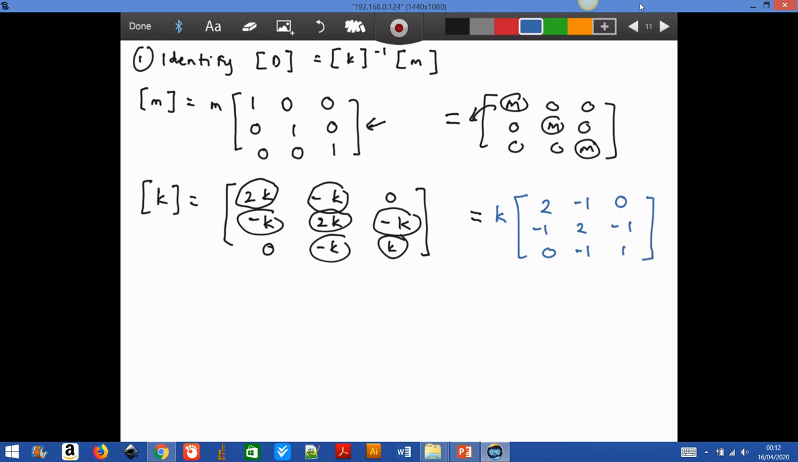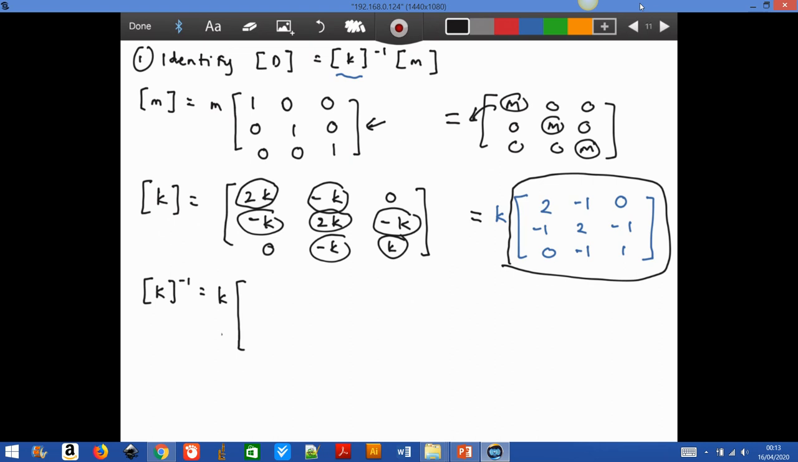In order for us to find K inverse, we can straight away use our calculator. For those who don't know how to use a calculator, please Google how to get the inverse matrix using the calculator. If I invert all of this, I will get K inverse, which is 1 over k times 1, 1, 1, 1, 2, 2, 1, 2, 3. So this is the K inverse using the calculator.